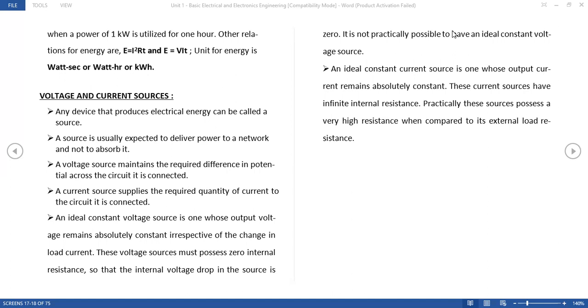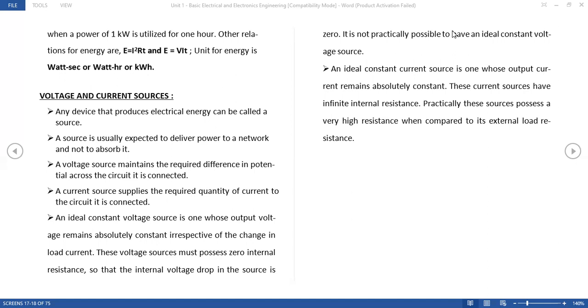An ideal constant voltage source is one whose output voltage remains absolutely constant irrespective of the change in the load current. This voltage source must possess zero internal resistance so that the internal voltage drop in the source is zero. It is not practically possible to have an ideal constant voltage source.